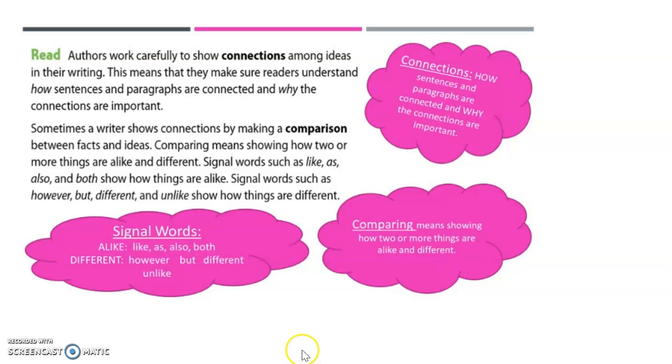Boys and girls, let's review those signal words. We have words that show how things are alike, such as like, as, also, and both. And we have words that show how things are different, which are however, but, different, and unlike. It's important that you know these words because we're going to use these signal words in a paragraph that we'll read later in the lesson, and you'll need to identify these words in the paragraph. Let's go over what connections are. Connections are how sentences and paragraphs are connected and why the connections are important. And comparing means showing how two or more things are alike and different.